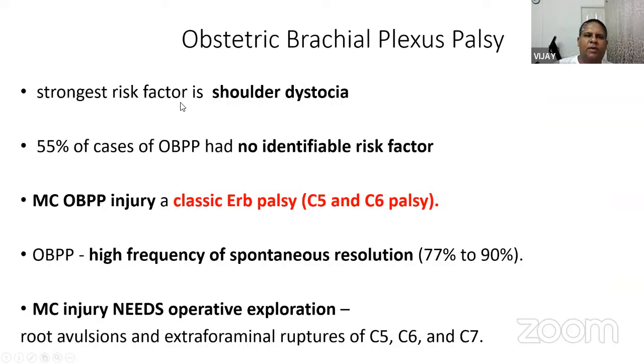Now, obstetric brachial plexus palsy, nowadays called pediatric birth palsy, has shoulder dystocia as its strongest risk factor. Nearly 55% of OBP has no identifiable risk factor, and there is a high frequency of spontaneous resolution in most birth plexus palsies. But if there is a root avulsion or extraforaminal rupture of C5, C6, and C7, then you have to operate.